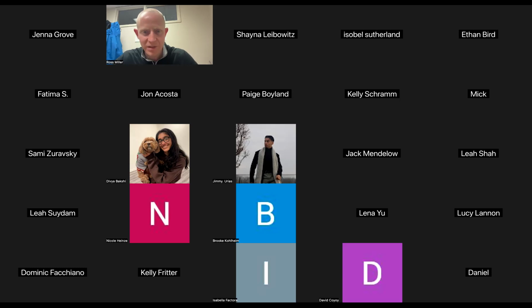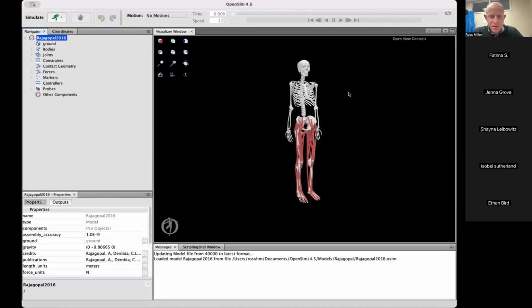So to make that a little bit more clear, let me share a different screen. Where's my, there it is. Okay, you should be able to see here a program that has a skeleton with some red muscles on it. Can somebody give me a confirmation there? Yes. Okay, thank you.